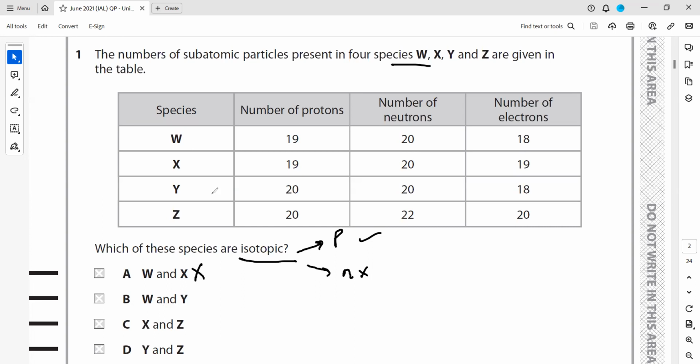W and Y have totally different protons. X and Z have different protons. It cannot be isotope. So we are left with Y and Z, because Y and Z have the same number of protons and a different number of neutrons. So to check an isotope, the definition of isotope is having the same number of protons but a different number of neutrons.